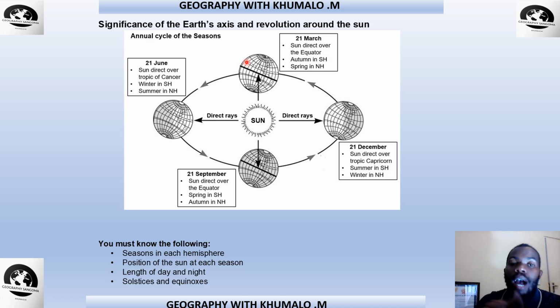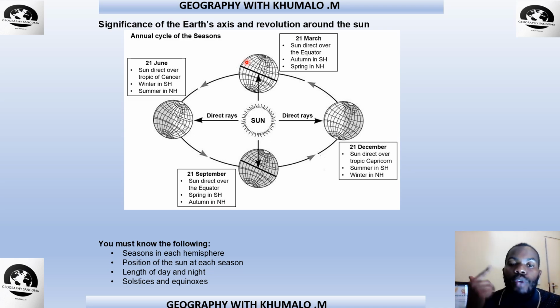When we talk about the revolution, it is when the planet Earth revolves around the sun. It moves around the sun, which takes 365 and a quarter days. But back to the Earth axis, we talk about the rotation of the Earth. What is the rotation of the Earth? It is when the Earth spins on its axis, which takes 24 hours, and that gives us day and night. So revolution gives us seasons.